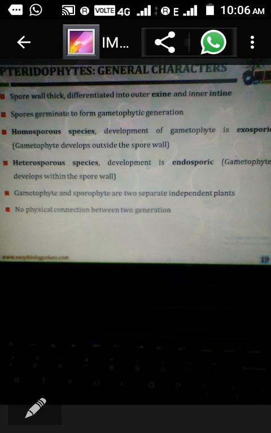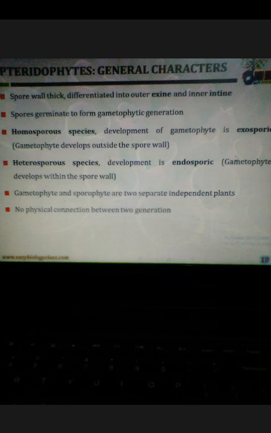So some of the unique features are that the spore wall is thick and differentiated into outer exine and inner intine, as you have already seen in the structure of pollen grain. These spores germinate to form the gametophytic generation. Okay, this is a very important point to be remembered, that spores are the first cell of the gametophytic stage. As soon as spores are formed, their phase has changed. Now they have been converted from diploid to haploid, that is the gametophytic generation.